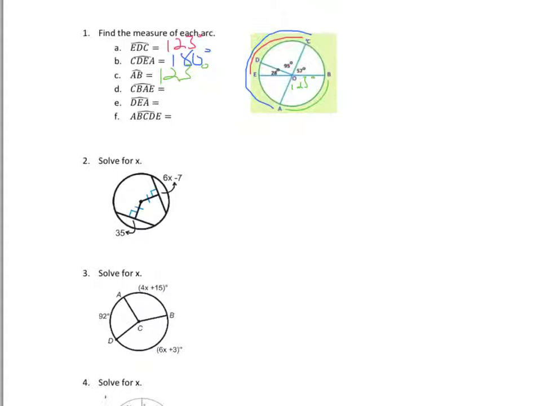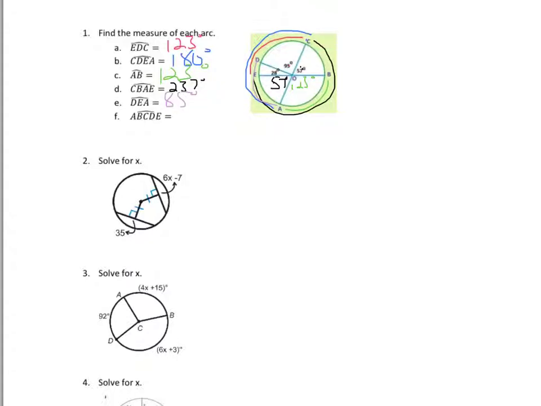Now CBAE, all the way around here. Okay, to figure that one out, we also see we've got vertical angles right there, so this has got to be 57 degrees. Okay, and we can add all those up, 57 plus 57 plus 123, and you're going to get 237 degrees. And DEA here, okay, so if we're starting with D and going down to A, we're just adding up 28 and 57 to get 85 degrees.